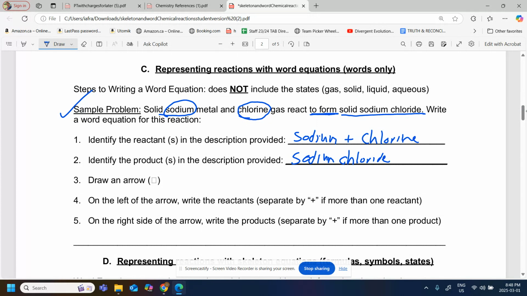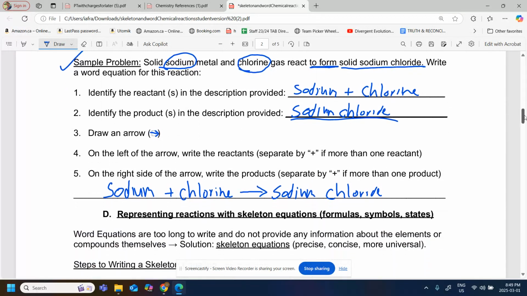So to write your word equation, we'll write the reactants first, sodium plus chlorine. We're then going to put an arrow, and then on the right side of the arrow, we're going to put the compound made, sodium chloride, like that. And that's a word equation.